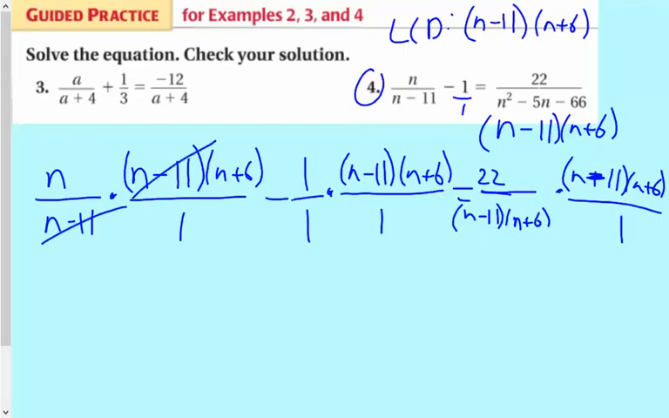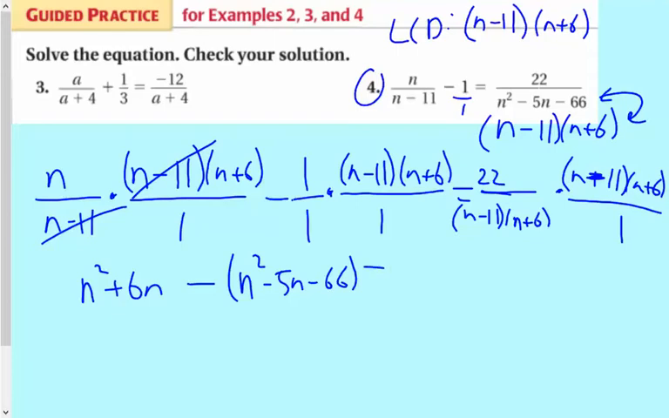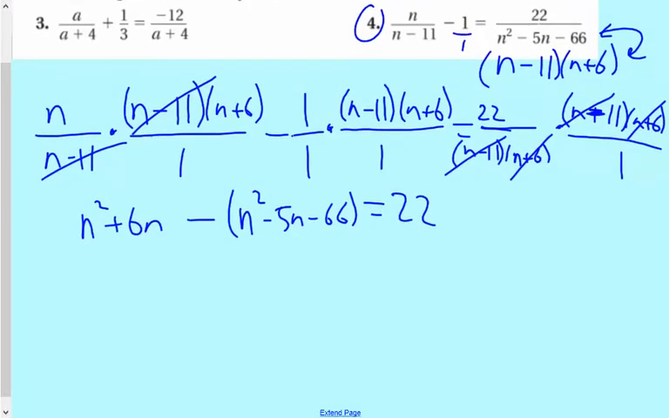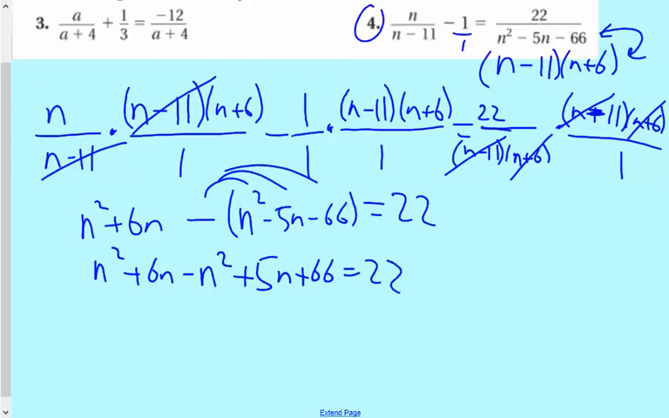The n minus 11s are gone there, so we have n times n plus 6. That's n squared plus 6n. Minus, I'm going to put this in parentheses, I'll deal with this later, n squared minus 5n minus 66. If I multiply those two binomials together, which is just this right there, equals, and then n minus 11 is gone, n plus 6 is gone, equals 22. Okay, so now what I'm going to do is distribute the negative sign to the n squared, the 5n, and the 66. And now we've got an easy problem to solve.